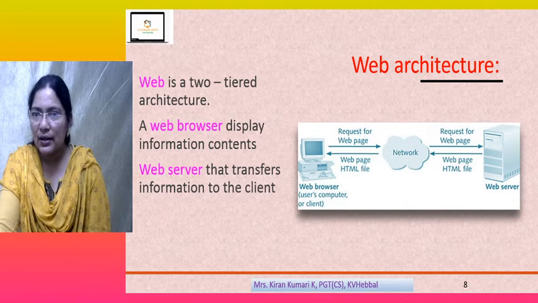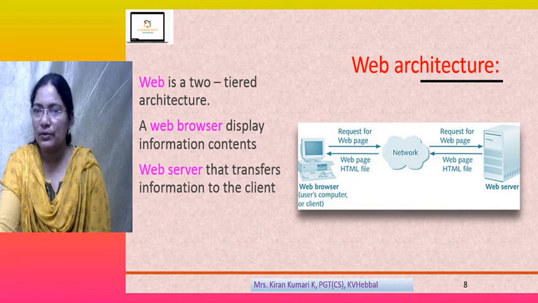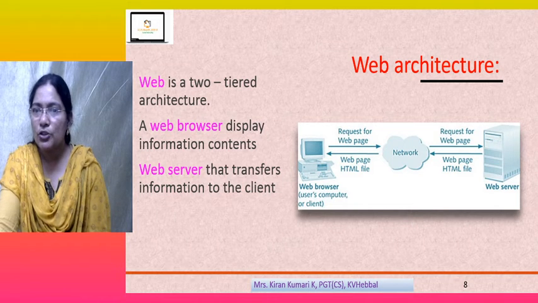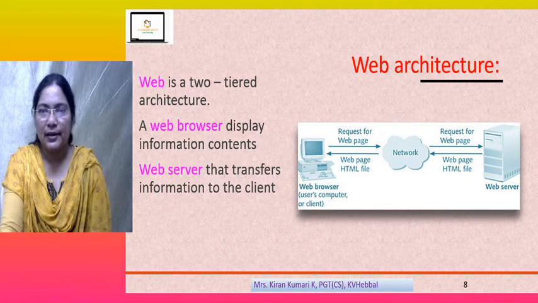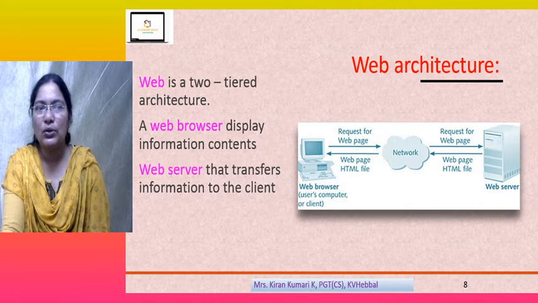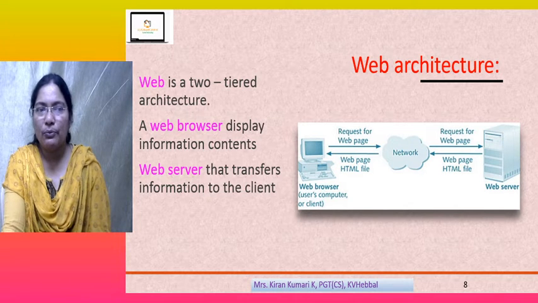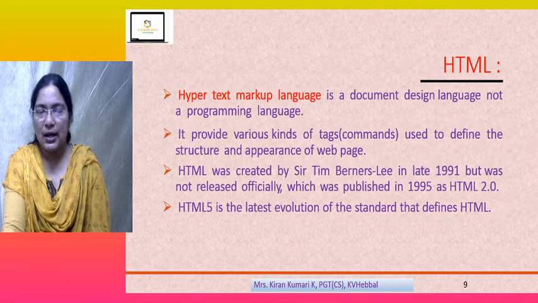The server, upon receiving the request for a particular web page, will search for it and give the response. If that file is found, the page is given over the network back to the client. So this is a two-tier architecture. The browser displays the information contents, and the web server transfers the information to the clients.